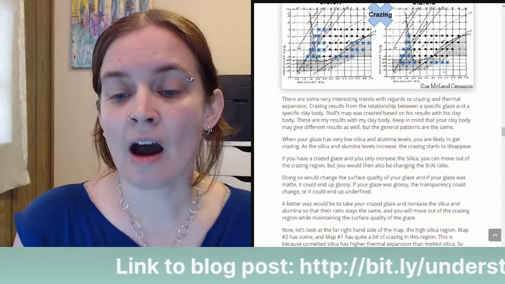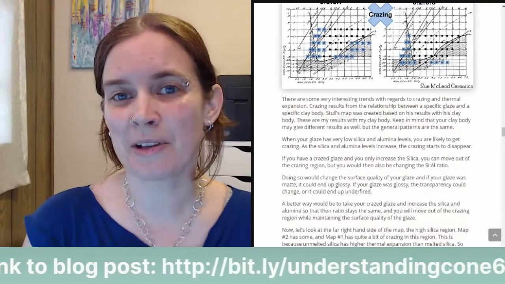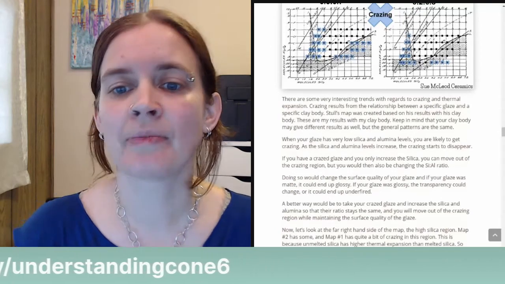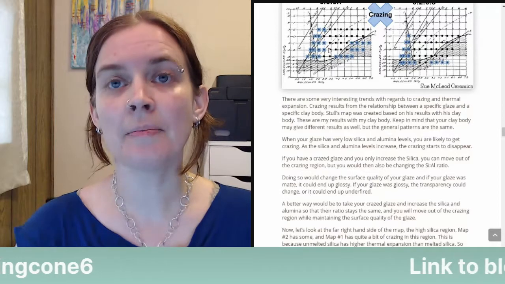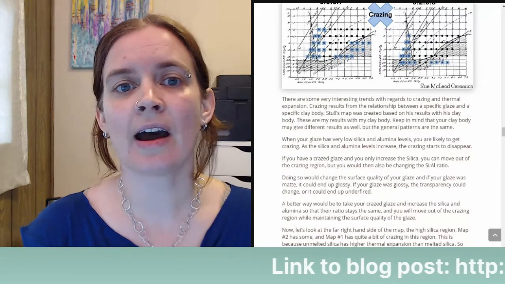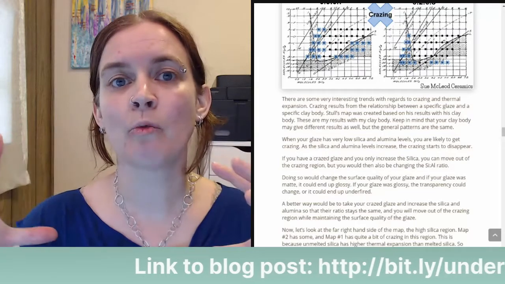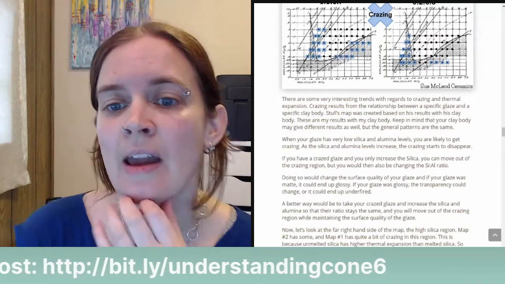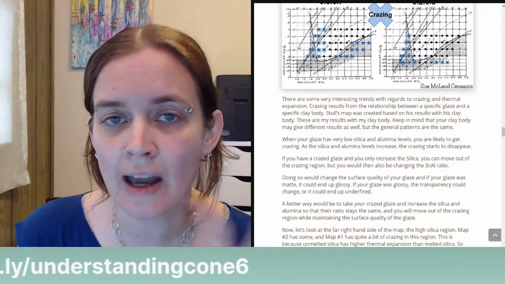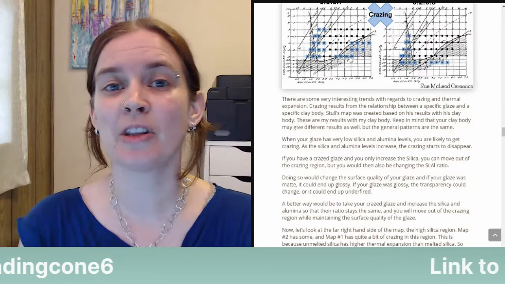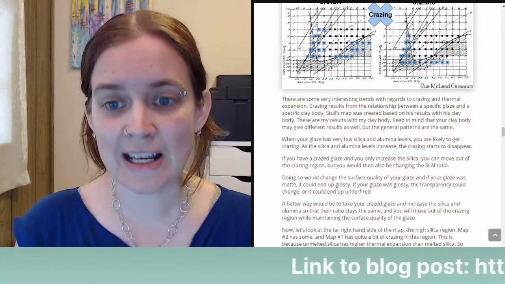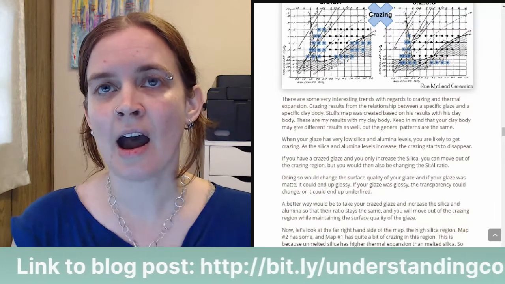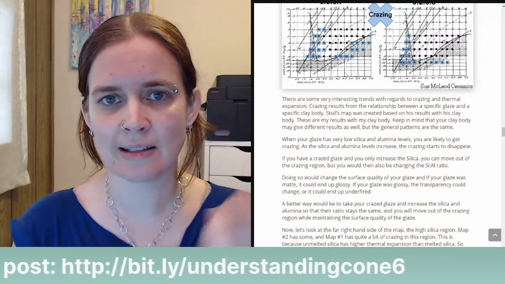This is because unmelted silica has higher thermal expansion than melted silica. So these underfired tests are also crazed. So if you think about it, unmelted silica has a higher thermal expansion, and then once it melts, the expansion goes down. And so when you have too much silica for the glaze to melt, there's a chance that you're going to also have crazing, just because silica has different thermal expansions based on its state, basically.